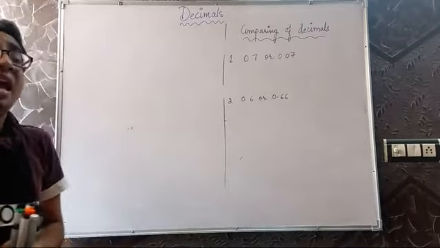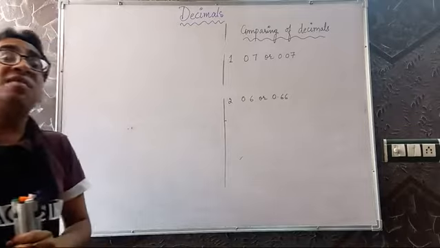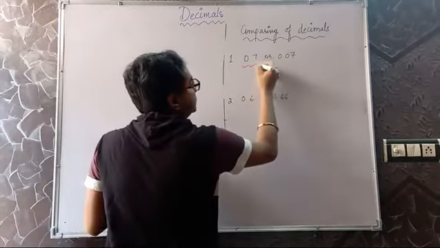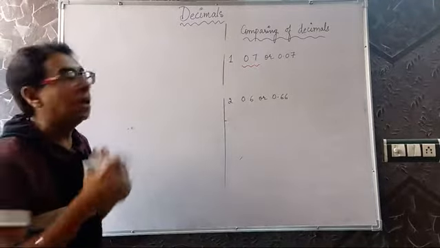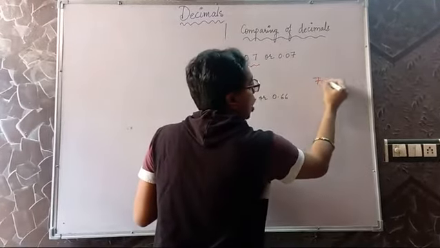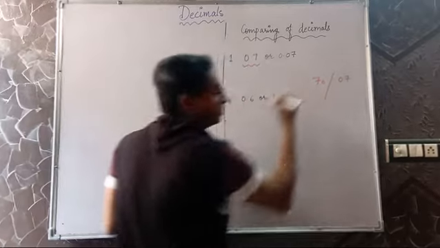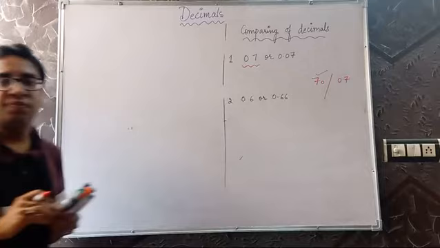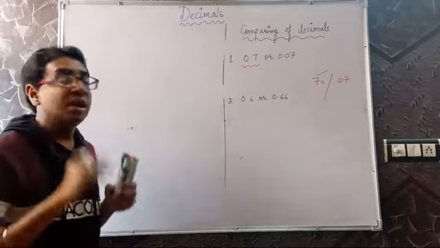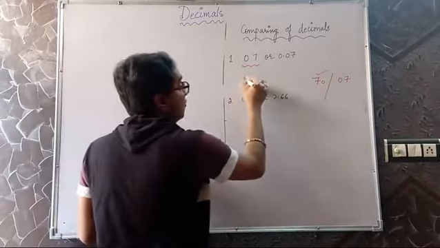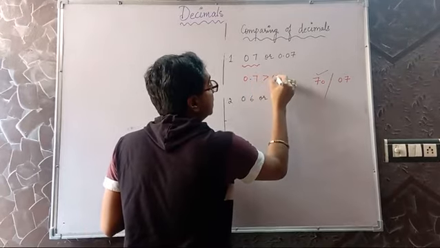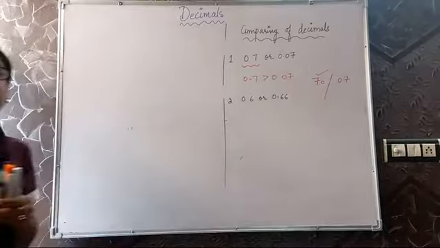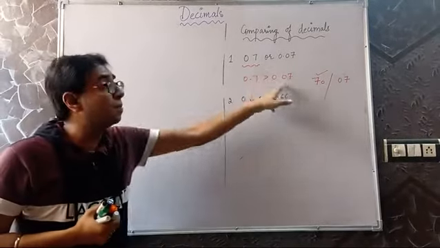So what do you think? Having 7 at the 10th place or having 0 at the 10th place, which is bigger? Absolutely, this is bigger. If I am writing 70 or 07, which is bigger? You know clearly. This is what it means. So therefore, 0.7 is greater than 0.07. Clear with this? So you have to compare this way.